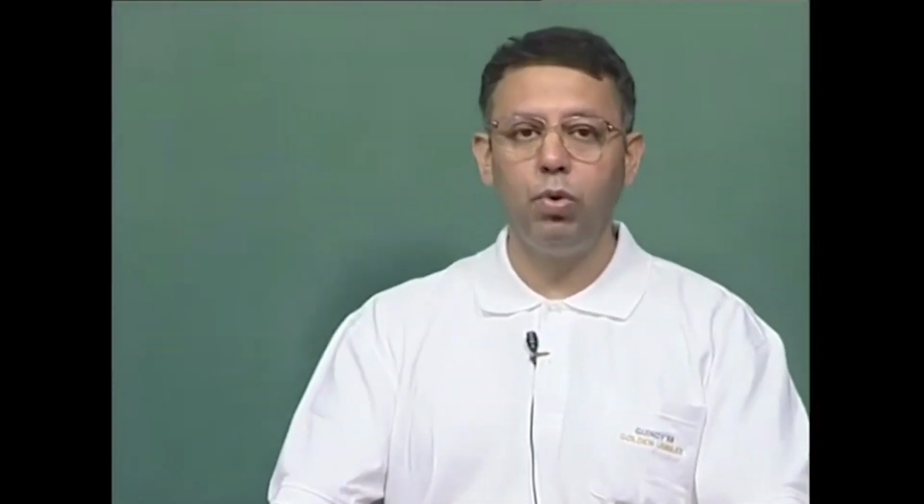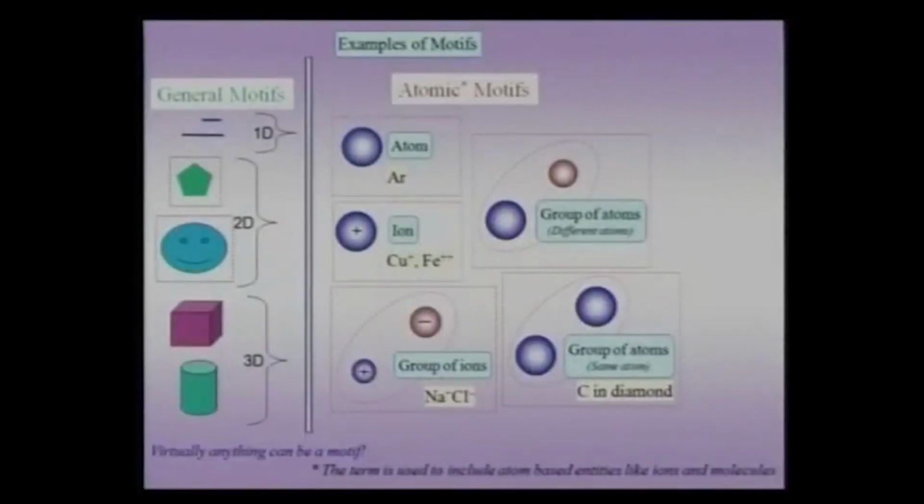Some of the examples of motifs we considered were, on the left hand side, some geometrical motifs, and we saw the only possibility in 1 dimension was a length segment. In 2 dimensions you could have various shapes, regular or irregular. Some examples of regular shapes could be a pentagon, a square, a hexagon, or a heptagon. In 3 dimensions you could have various shapes, and this could be a cube or a cylinder or a sphere or any one of these.